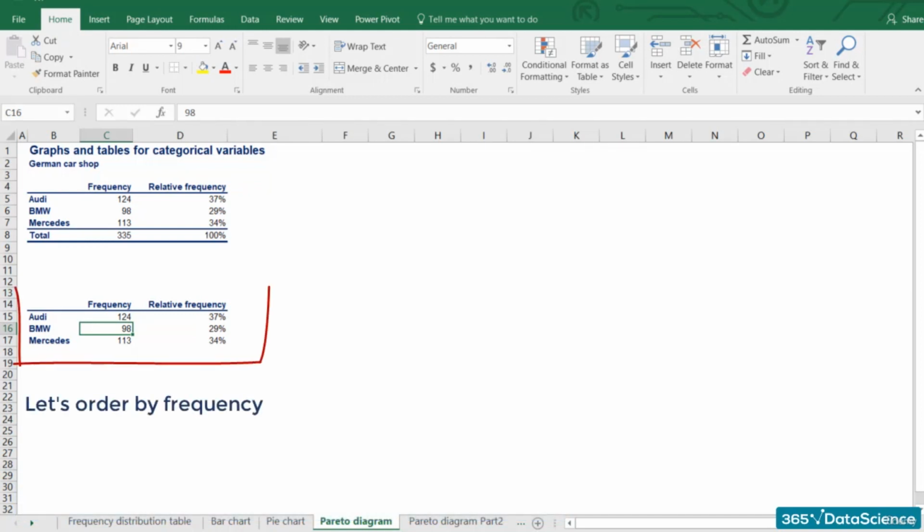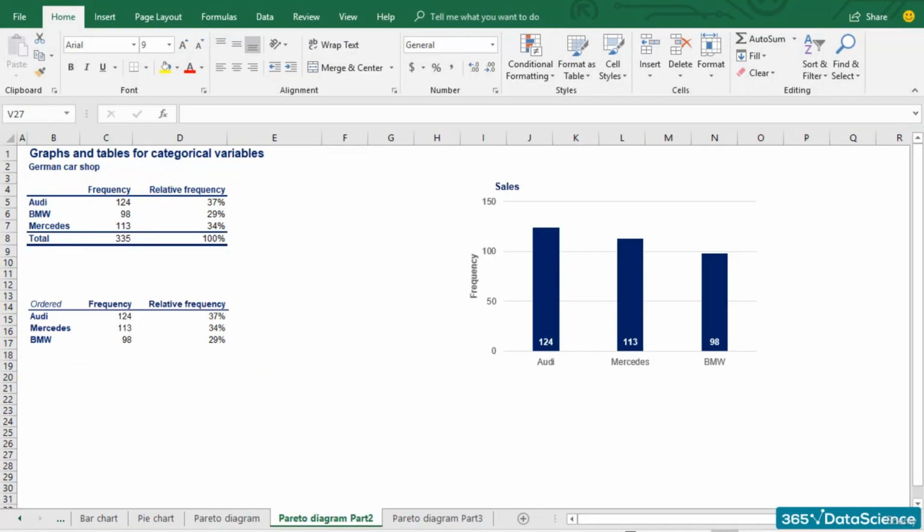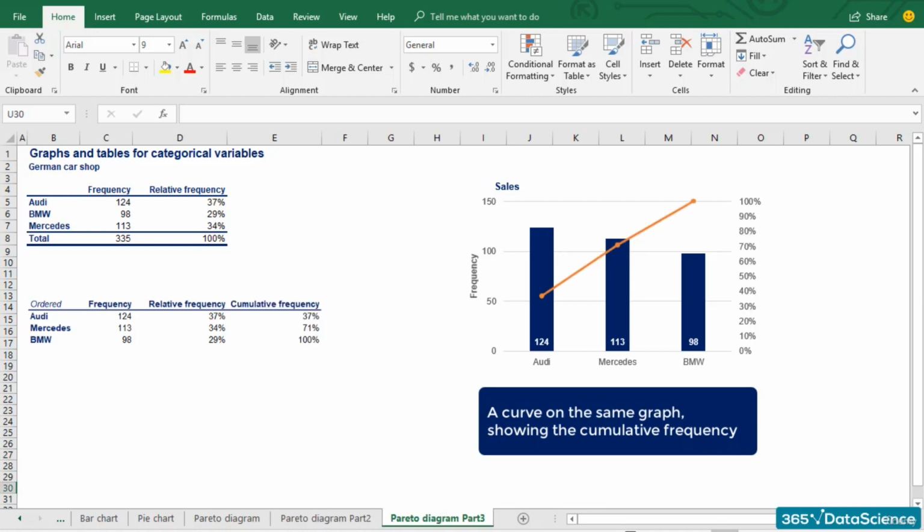Let's go back to our frequency distribution table and order the brands by frequency. Now, we create the bar chart based on the reordered table, and voila! We almost have a Pareto diagram. There is one last touch to make it one: a curve on the same graph, showing the cumulative frequency.